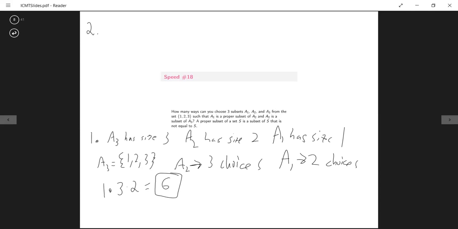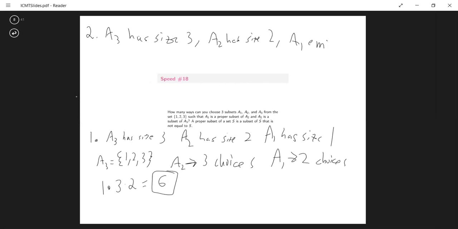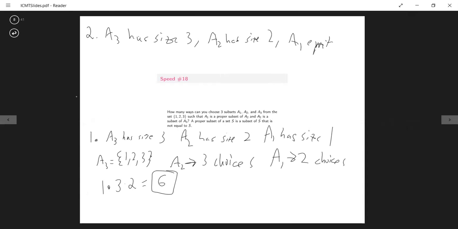Okay, let's do case 2 up here. So our second case is that A3 again has size 3, A2 has size 2 again, but now A1 has size 0, so A1 is empty. For this case, we basically have the same number of ways to choose A3 and A2, except now for A1 we only have one choice since it's empty. So we had 1 times 3 times 2 in the first case. Now we'll just have 1 times 3 times 1, which is 3.